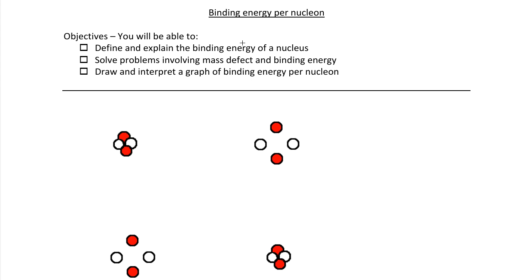This lesson is on binding energy per nucleon, and here are your objectives. Here we have a stationary helium nucleus, and we want to separate it into separate stationary nucleons.